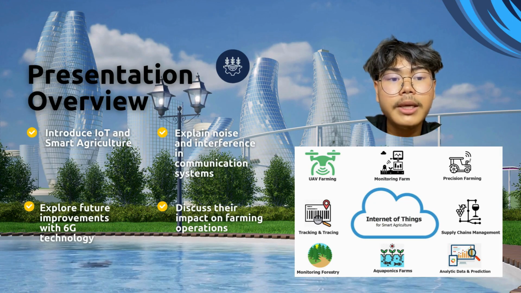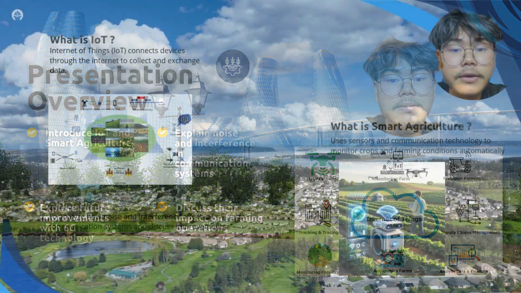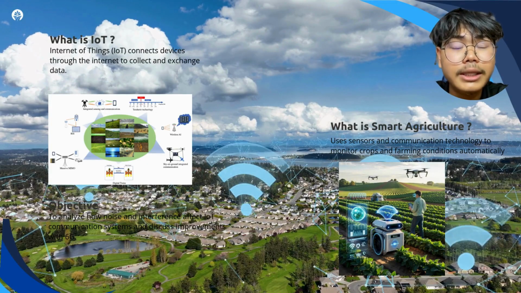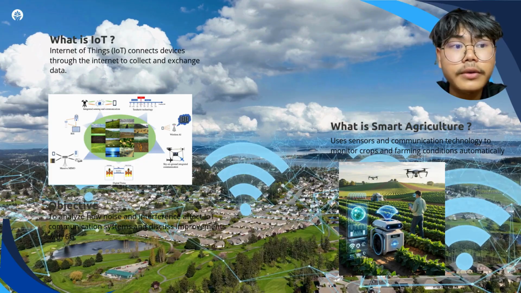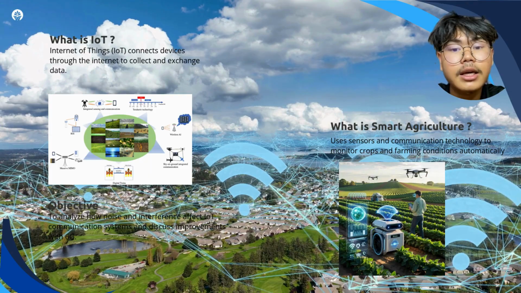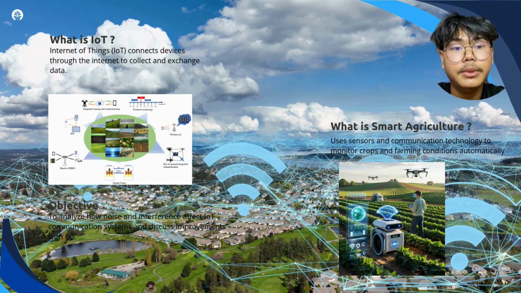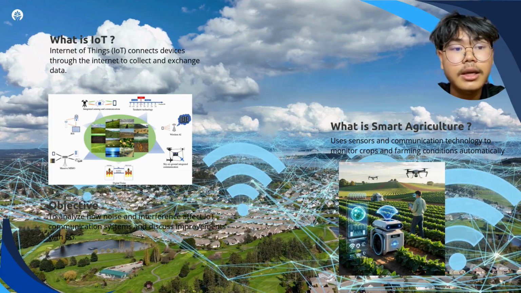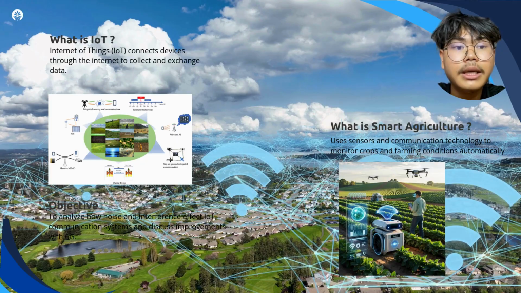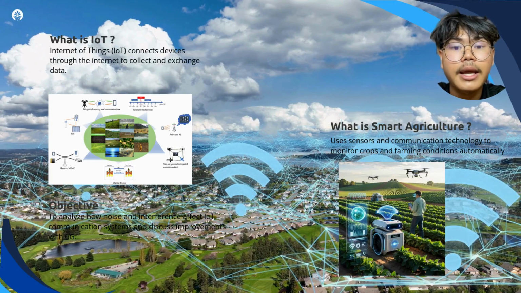So now, I will begin with the introductions. Firstly, we have to know what is IoT. IoT, or Internet of Things, is a network of devices connected to the internet that can collect and share data automatically. For example, a soil moisture sensor can send data to a farmer's phone, so the farmer can monitor the field without being there.